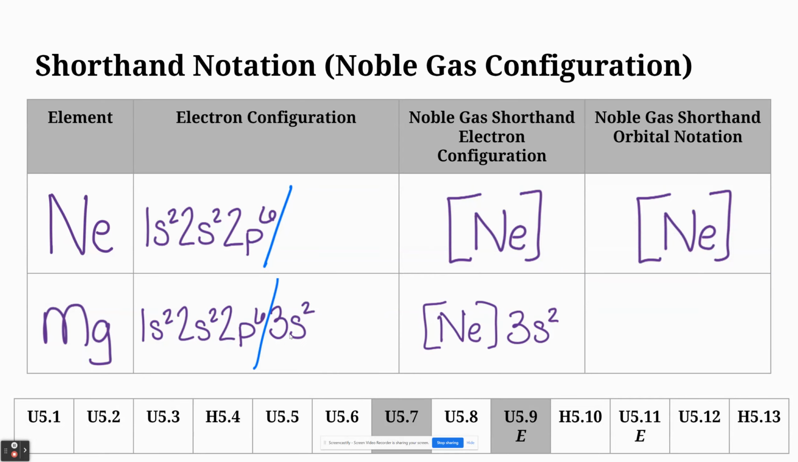And then all I have to write is the part that magnesium adds on to neon, which is 3s2. So when I write neon in brackets here, or Ne in brackets, that means use the electron configuration for neon, and then just add on what makes it magnesium, and that's 3s2. And then if I want to do the orbital notation, I would do the same thing, and then I would only have to do the blank with the up arrow and down arrow for magnesium to show 3s and its 2 electrons there.